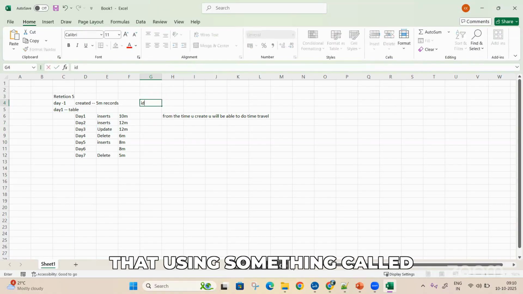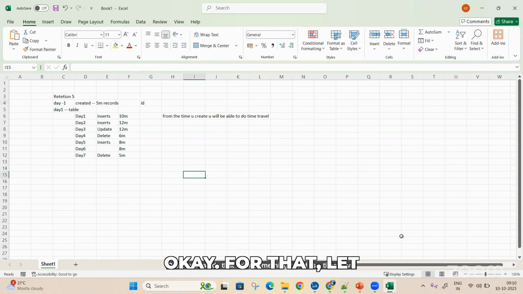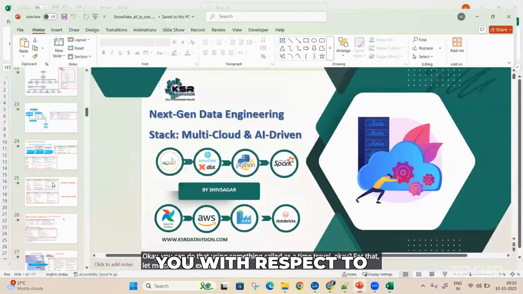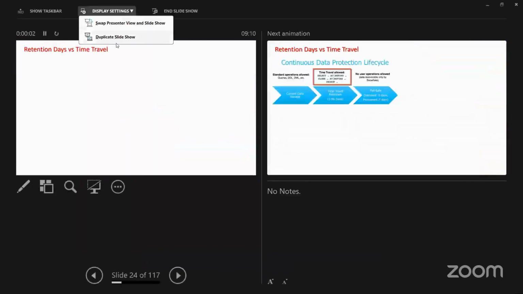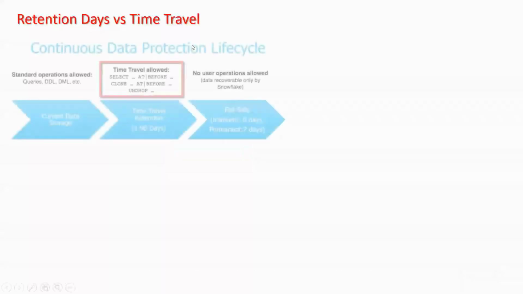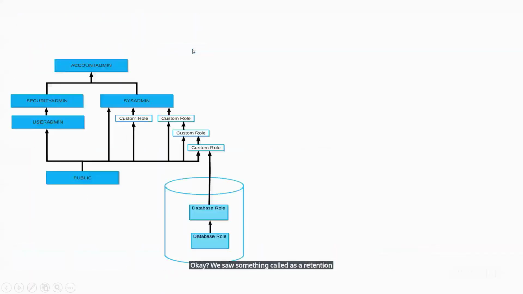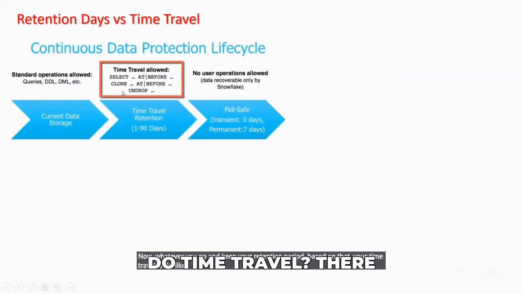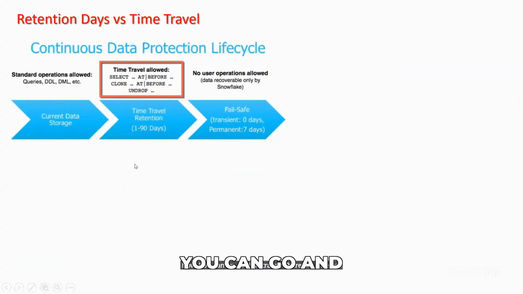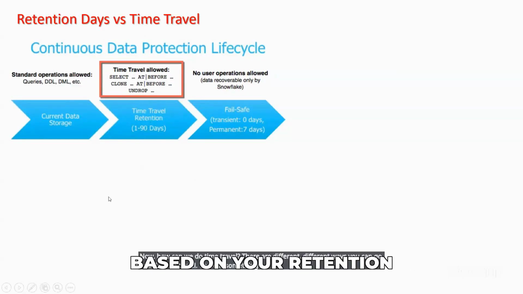You can do that using something called time travel. For that, let me explain with respect to the PPT. There is something called a retention period. Whatever you keep as your retention period, based on that, your time travel works. Now, how can we do time travel? There are different ways you can do it, based on your retention period, and it varies from 1 to 90 days.